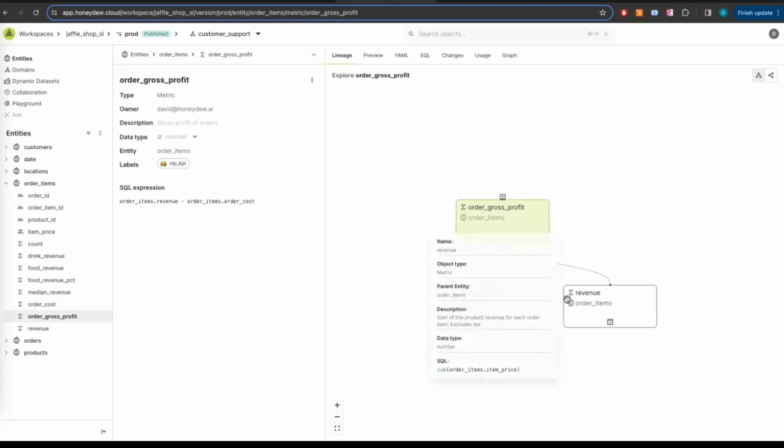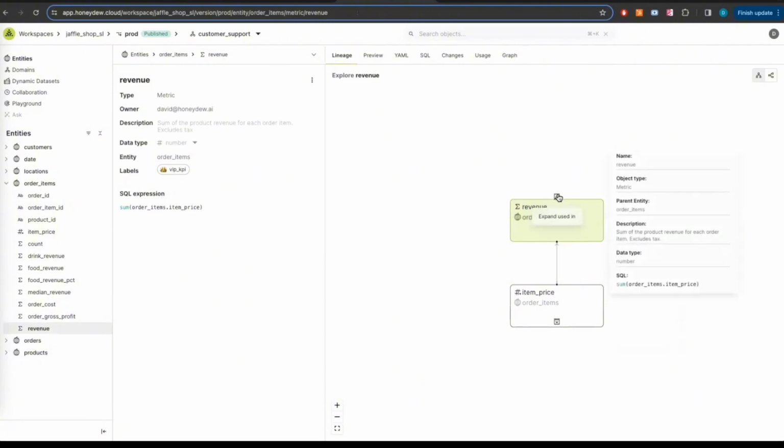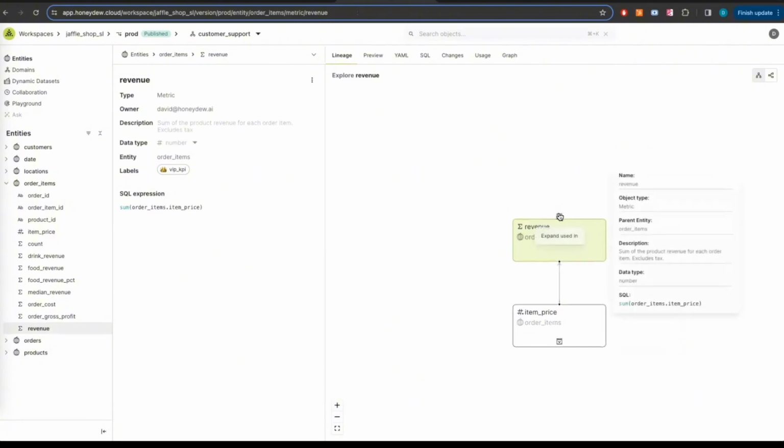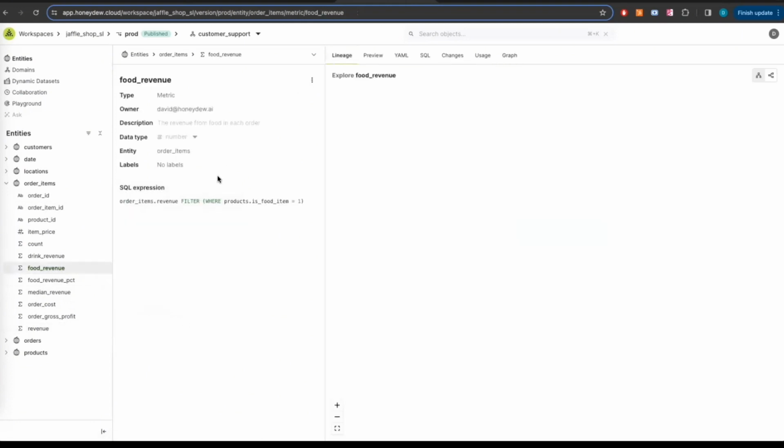And as you said, those things are not limited to a single entity. For example, and this lineage, by the way, is automatic, it's a logic lineage. If we go in Traverse and look at revenue, it's a base metric, which is just a sum. And this revenue metric powers a bunch of different metrics. One of them, for example, is the food revenue metric. It says I want my revenue filtered by whether it's a food item.